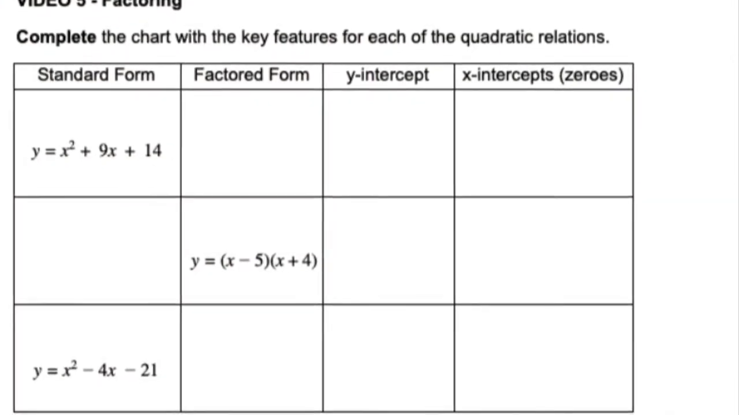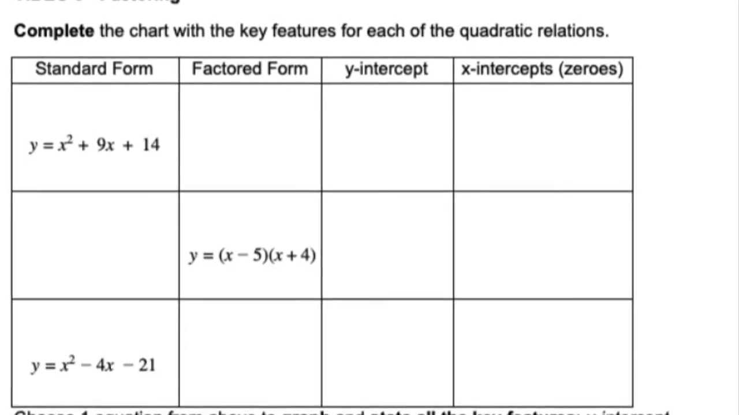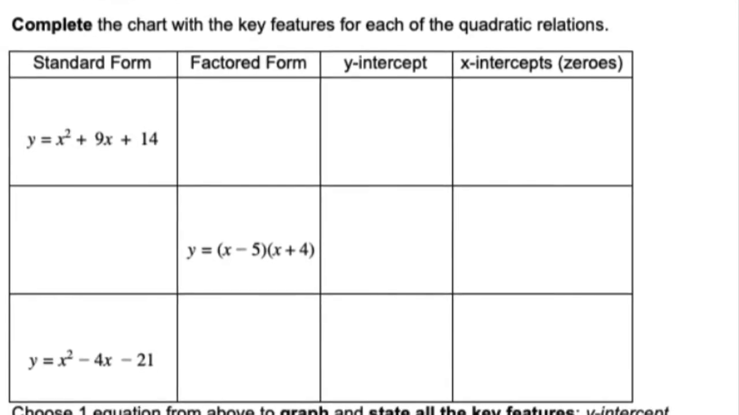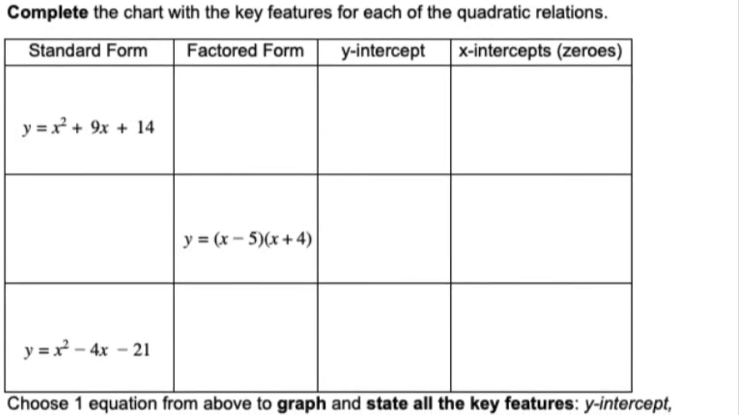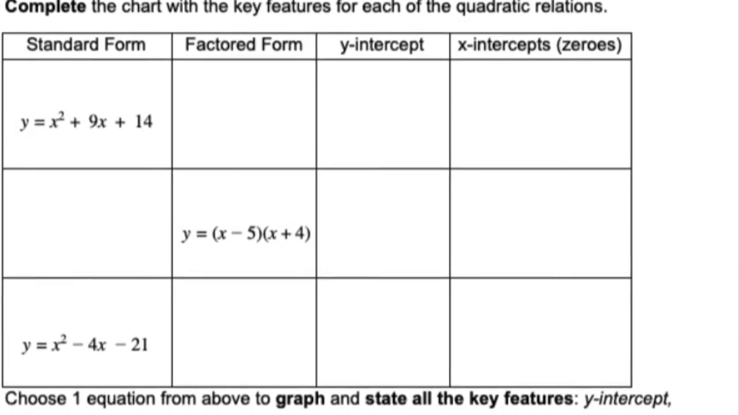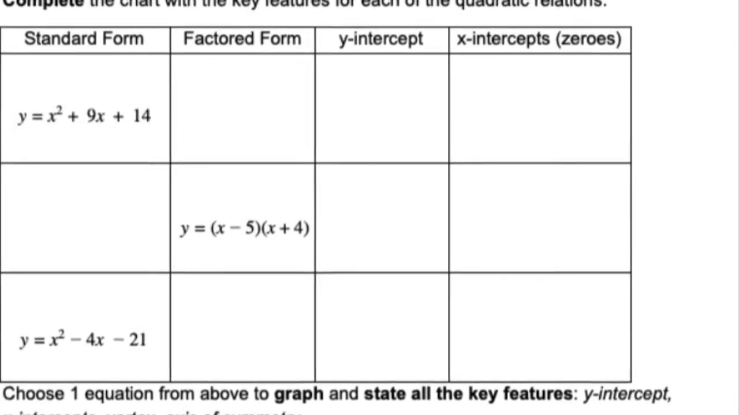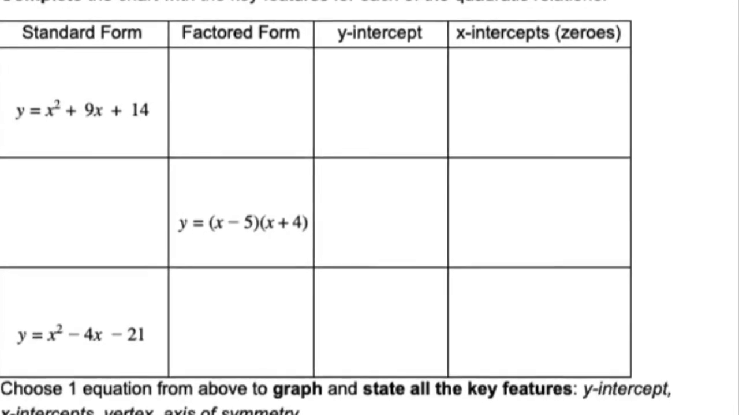Okay, so what do I need to do with this chart? If you start with something in factored form, you need to write the answer in standard form next to it. If you start with something in standard form, you need to write the answer in factored form next to it. And then you also need to write down what the y-intercepts and the x-intercepts are for each of the equations.